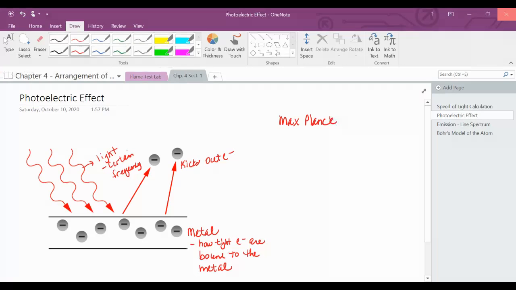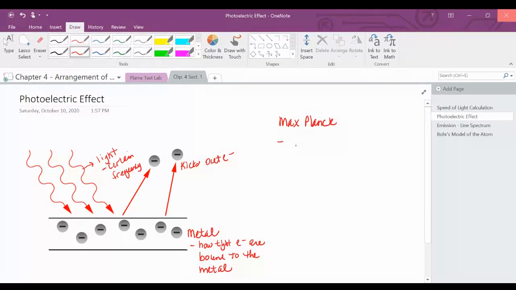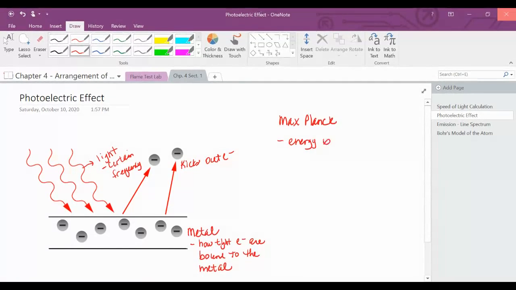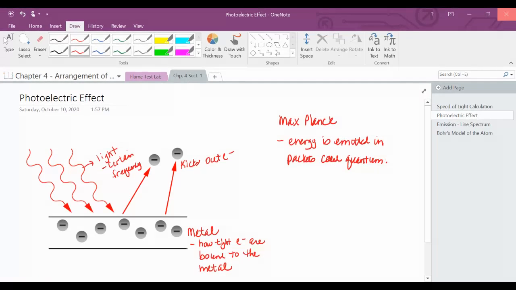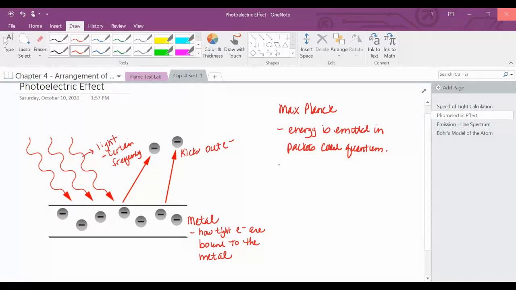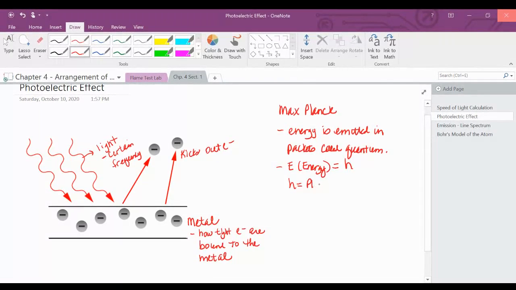And he suggested that energy is emitted in packets called quanta. And he represented this energy with an equation that looks like this. E, which is representing energy, is equal to h. And so h is representing what we call Planck's constant.